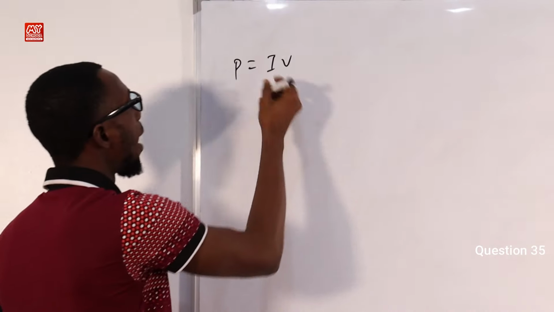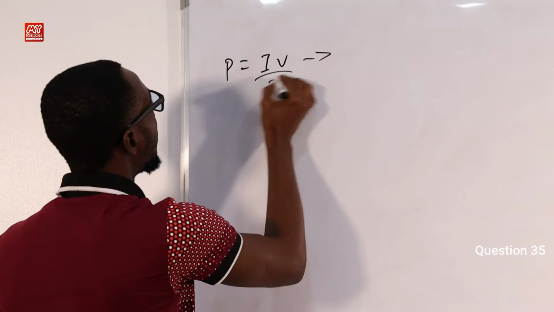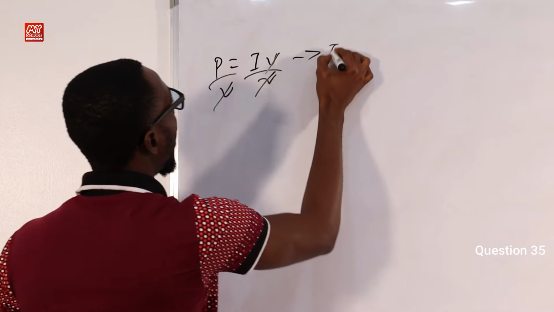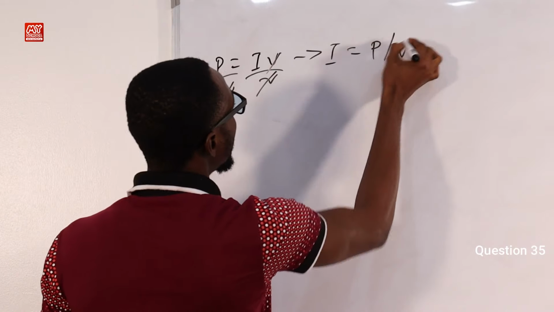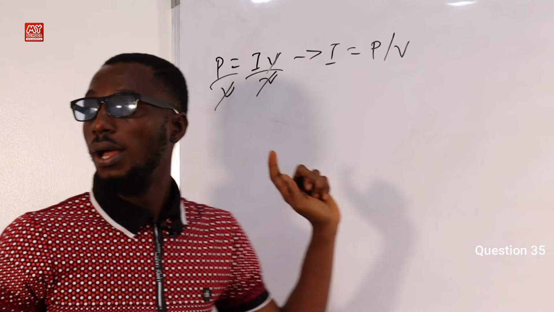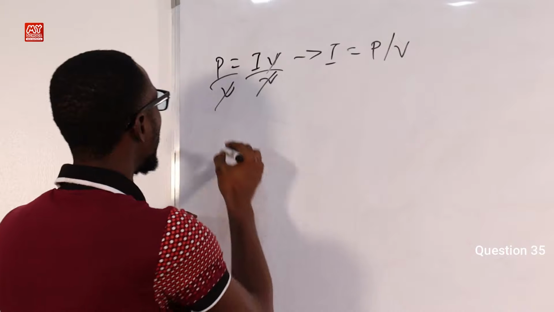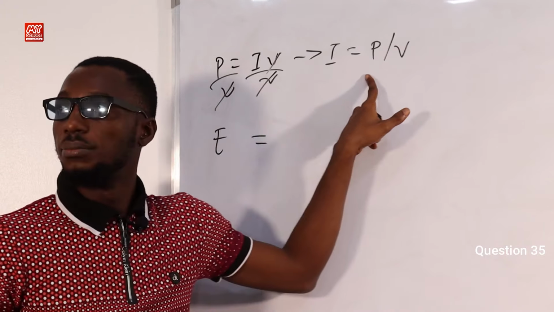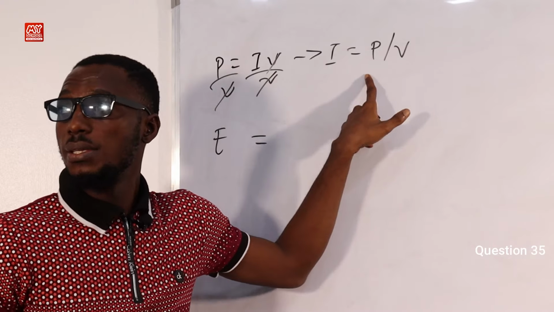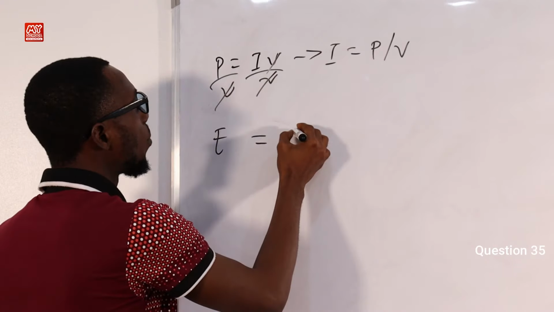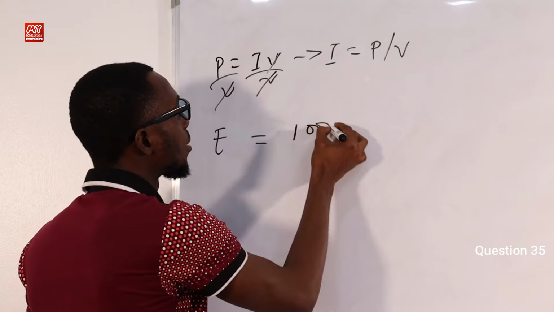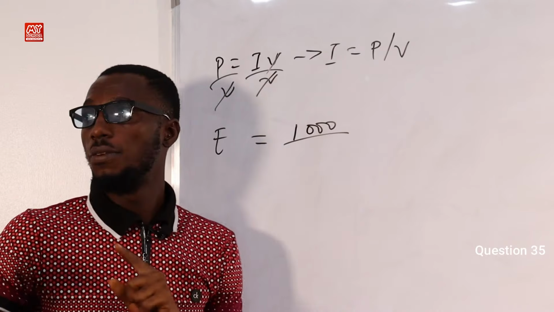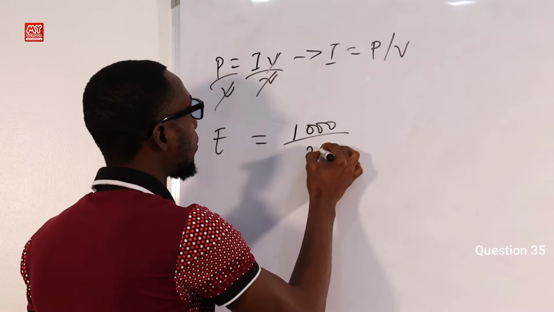So we are asked to look for I. What do we do? We divide both sides by V. So we have I equals P over V. So for the current for the electric iron, I will be equal to, what is our P? P is 1 kilowatt. 1 kilowatt, that is 1000 watts, over the voltage, which is 250.